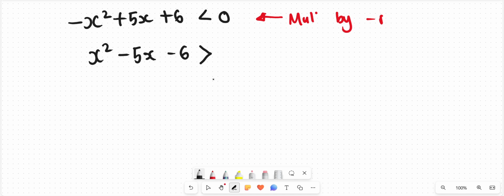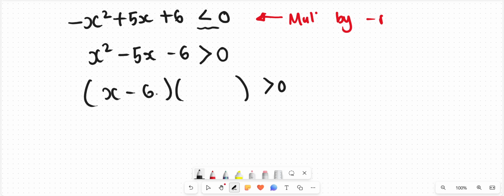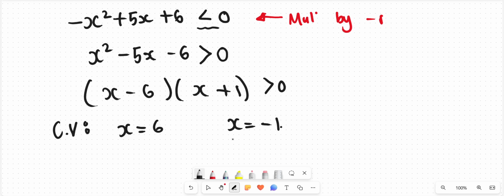The sign changes direction as well. Anytime you multiply or divide by a negative, this sign always changes direction. So I have the sign changing direction, and the 0 will stay as a 0. Then I factorize this. Factors of negative 6 that add to give me a positive 5, these are my factors. And so my critical values are x equals positive 6 and x equals negative 1.